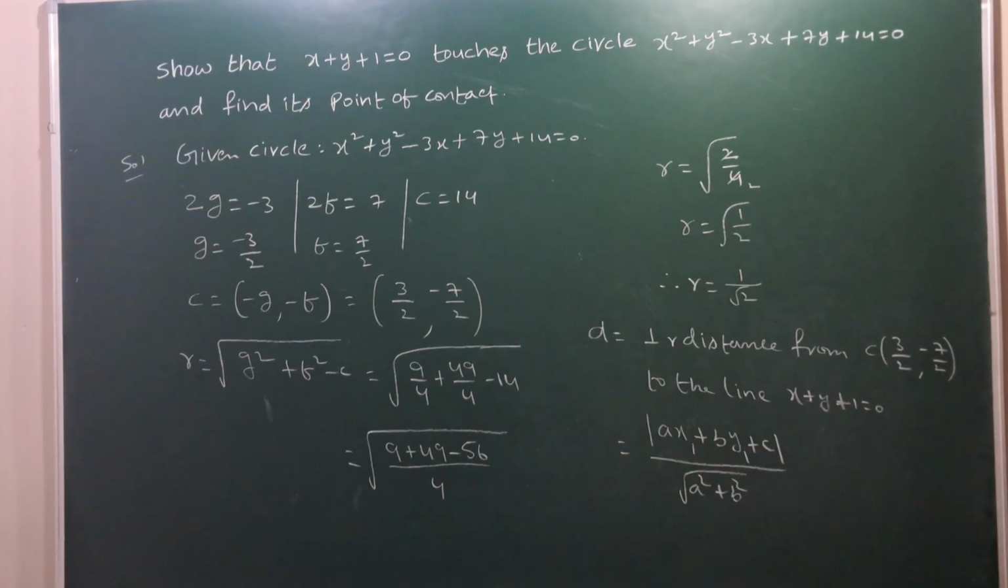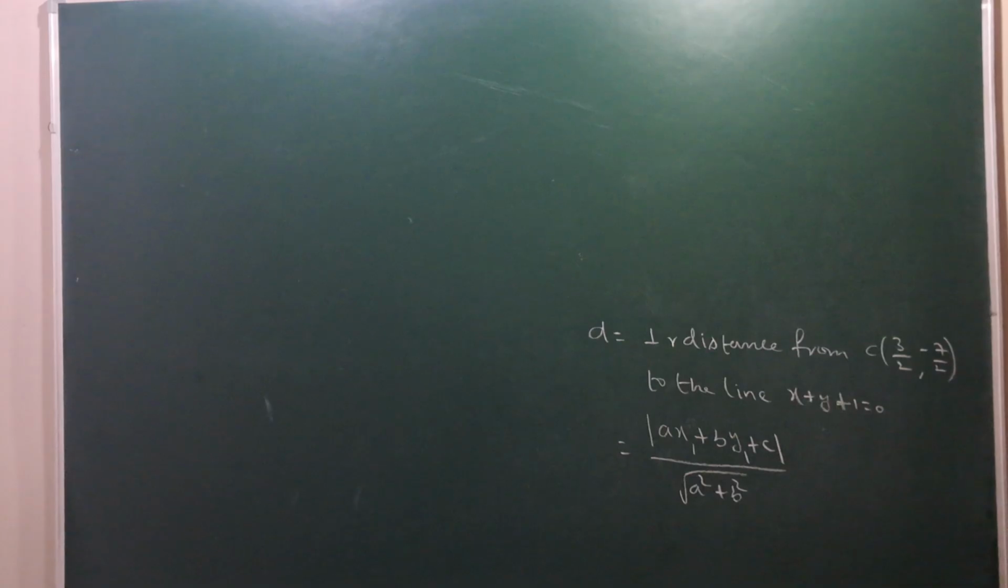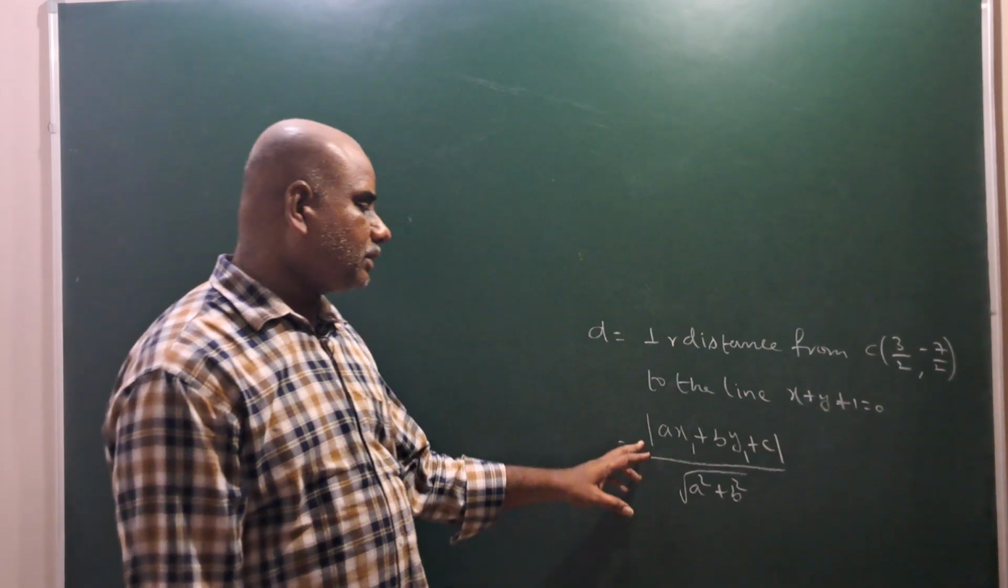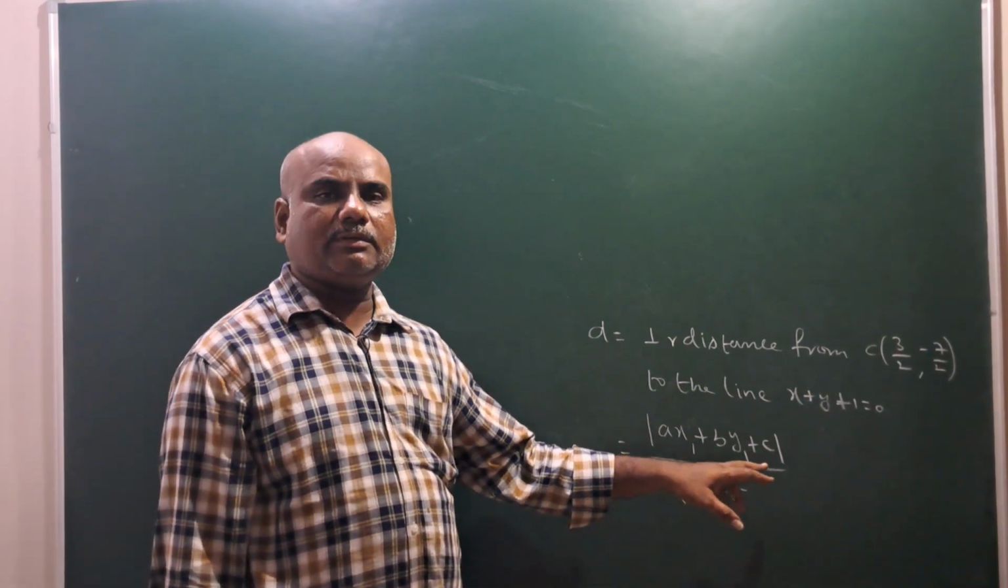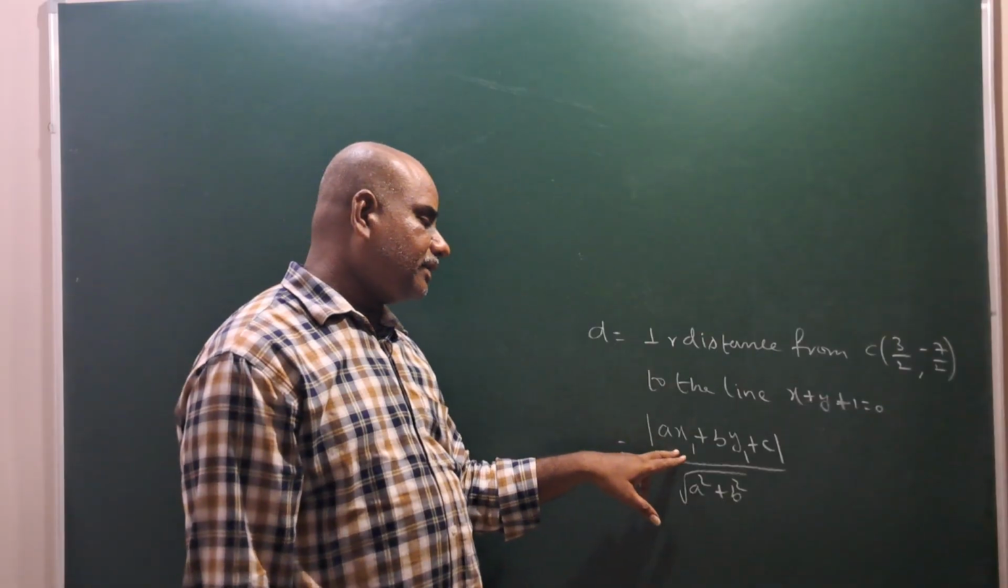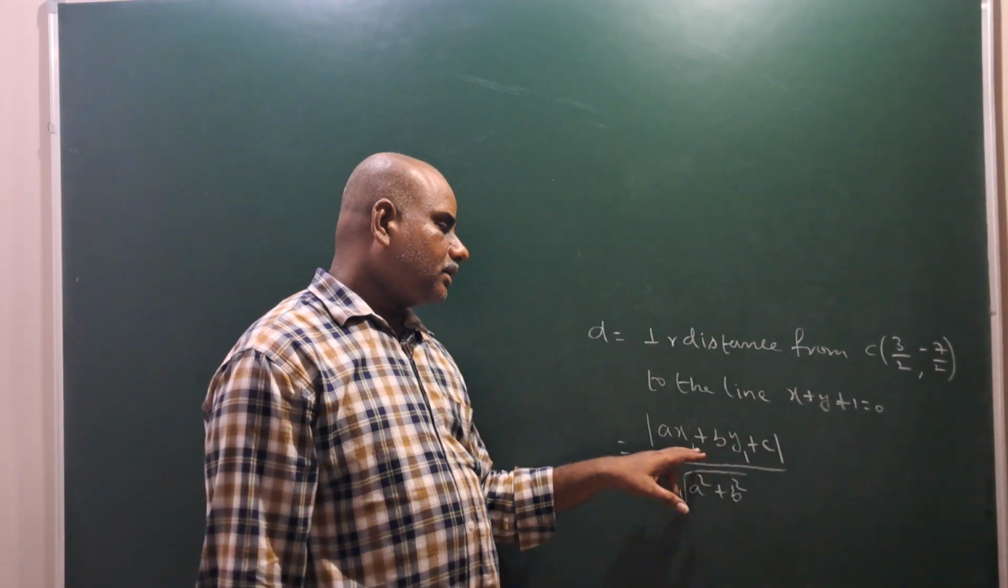Okay, continuation. So d is equal to the perpendicular distance. The formula is: modulus of ax1 plus by1 plus c by root of a square plus b square. So what is the meaning of modulus of ax1 plus by1 plus c? The meaning is like this.